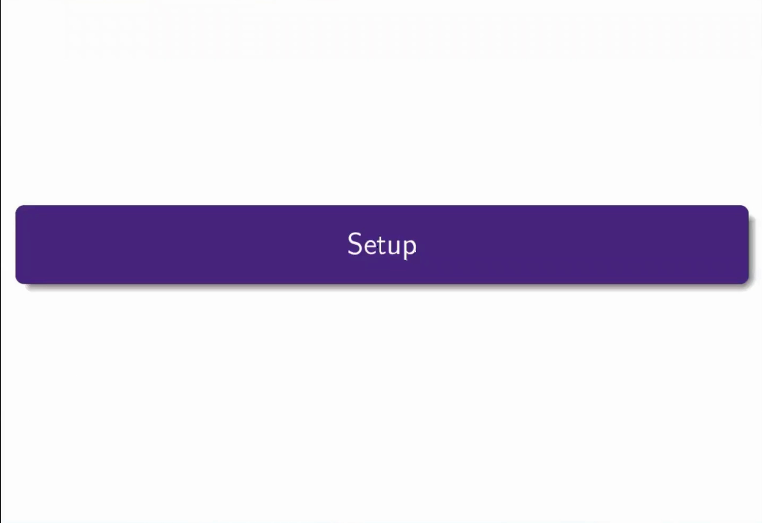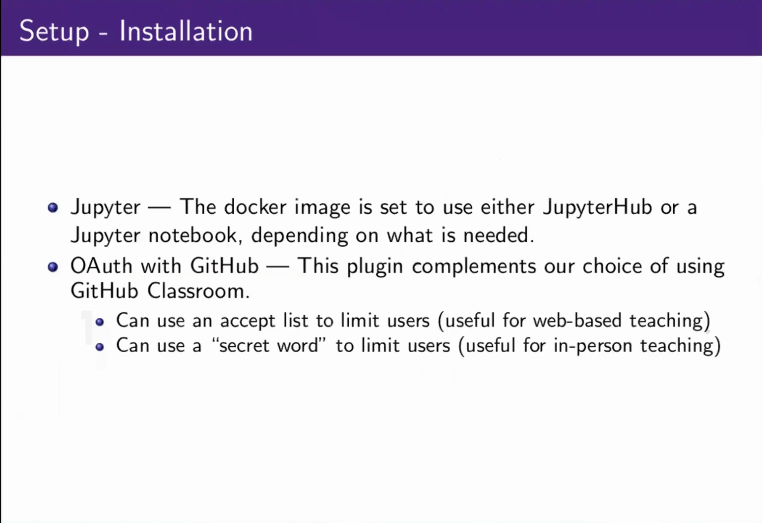All right, now to talk about setup. Everything that we have is contained in a single Docker image, which is about 8 gigabytes. This is rather large, but not so large that you can't consider downloading it over the internet for your laptop. If you want to use it as a student, you can run our code in a notebook. Alternatively, the same Docker image can be used to run a JupyterHub installation with GitHub for authentication.